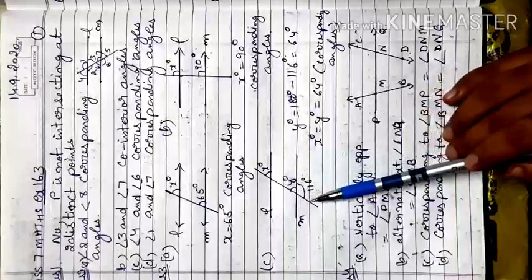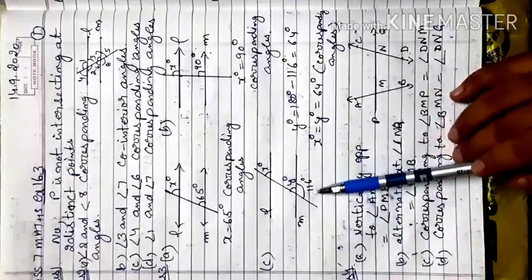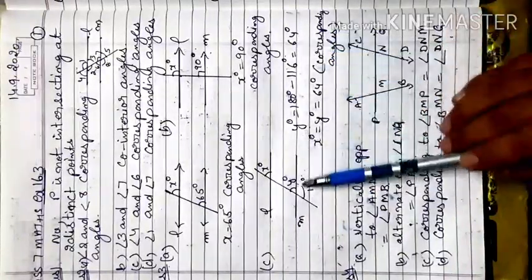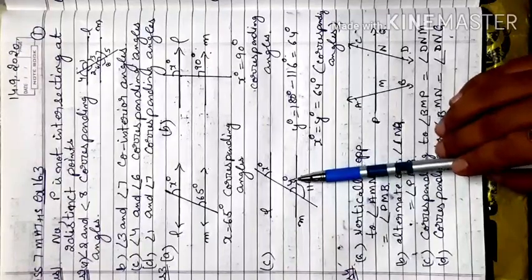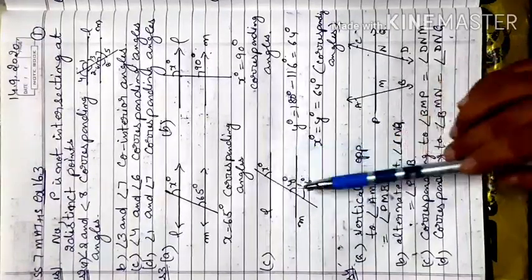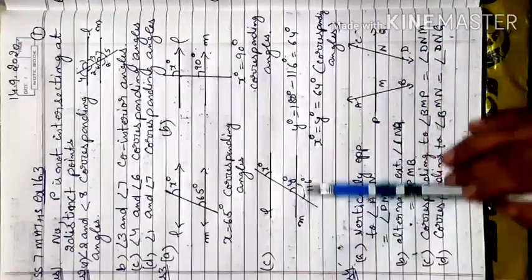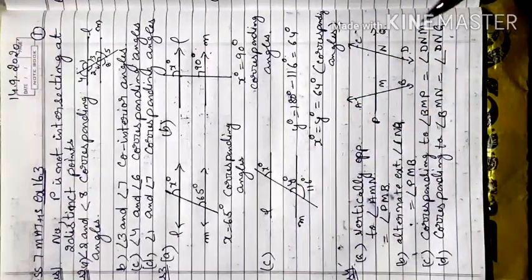This is a straight line. So 180 degrees minus 116 is 64. That is y degrees. If we got the value of y, that is the same as x, because these are corresponding angles, and in parallel lines corresponding angles are equal to each other.